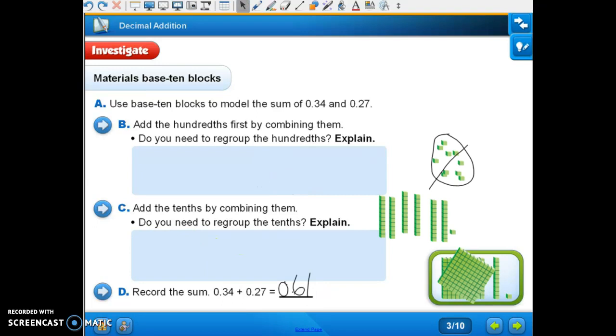Okay, now that we've done that, we've added those two addends. Let's go ahead and put down in words what we did. So, did we need to regroup on our hundredths? Okay, yes. So please write yes.